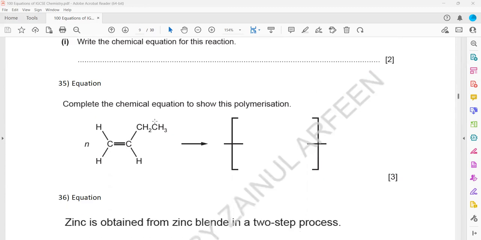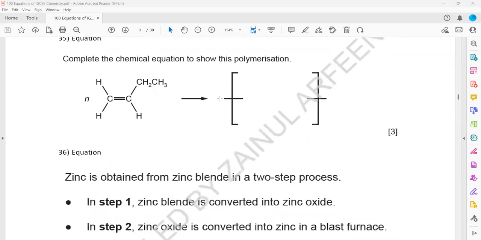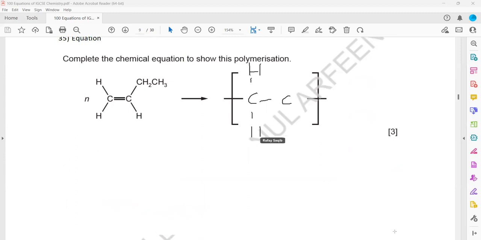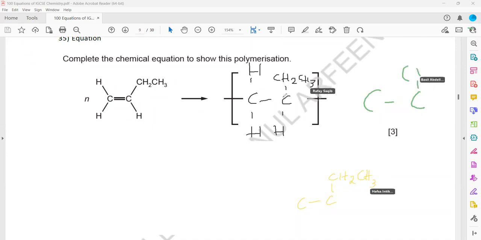In question 35, complete the chemical equation to show polymerization. Whenever you want to show a polymer, what will you do? You will always break the double bond, draw the similar structure, and break the double bond. And put a bracket, which is already there, and put n. It's important that you put n at the end, which shows that the monomers link with each other and form a long chain compound.